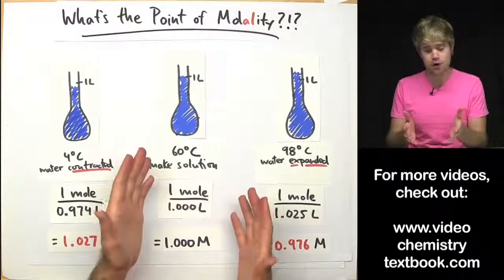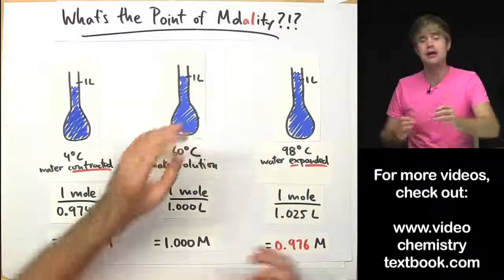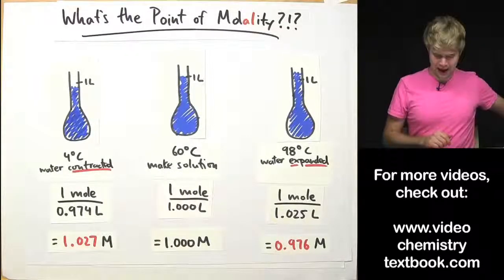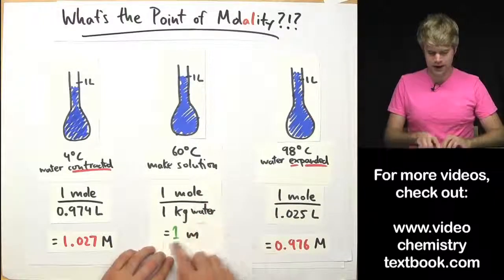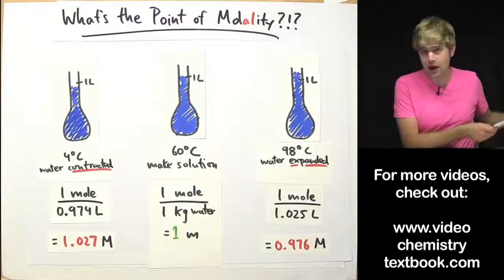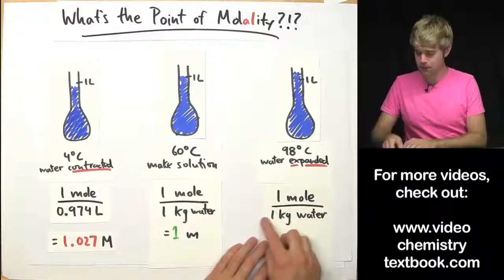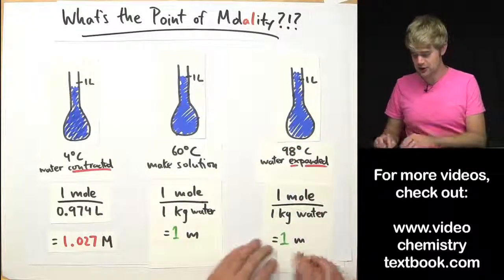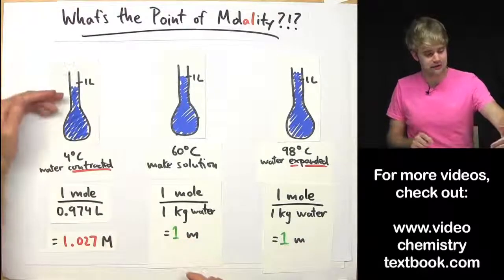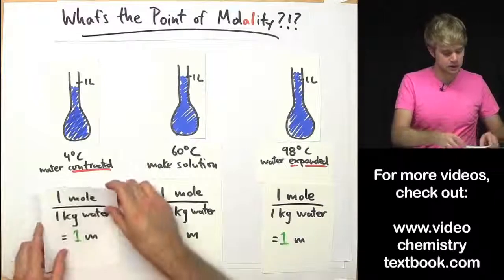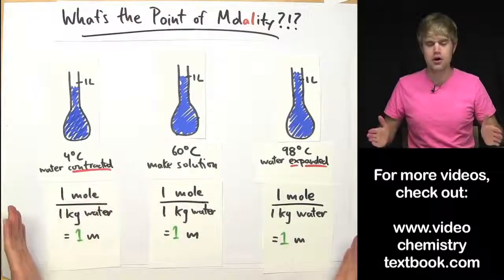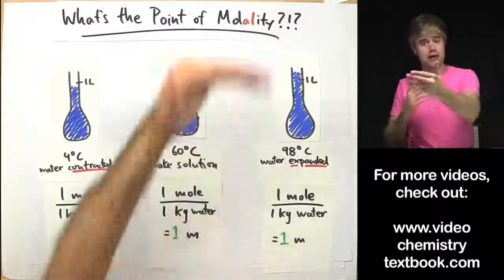On the other hand, while water can contract and expand, its mass will never change. So if you have 1 mole in 1 kilogram of water at 60 degrees, even if that water expands, it will still weigh 1 kilogram. So I will have 1 mole over 1 kilogram of water at 98 degrees, so I also have a 1 molal solution here, like I had a 1 molal solution here. And again, if that water contracts a little bit, it's no big deal because the mass is still 1 kilogram, so I get a 1 molal solution. So it's constant no matter how the solution might expand or contract.